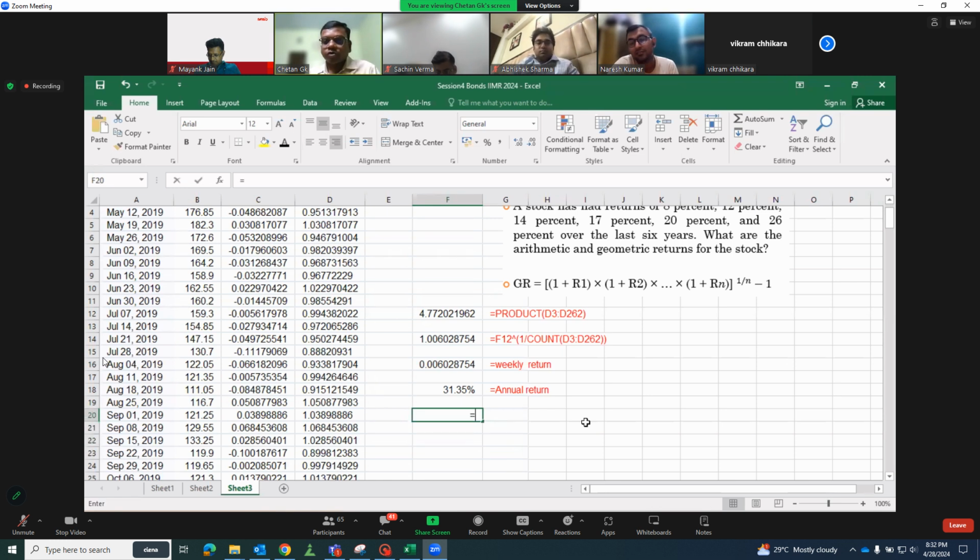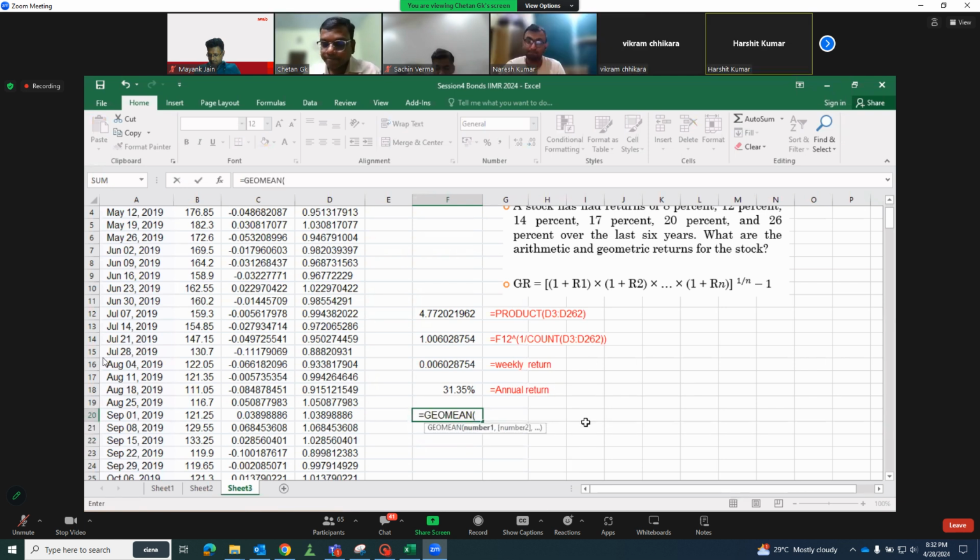Okay, so I'll just go through the shortcut. So GEOMEAN, can you see this GEOMEAN function?